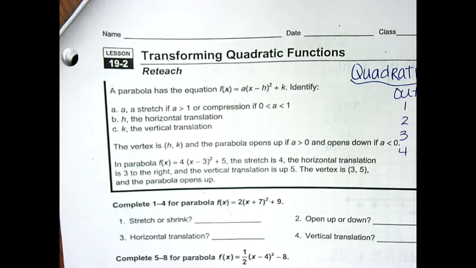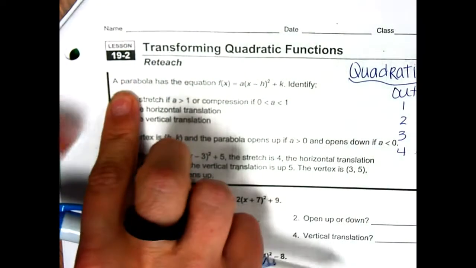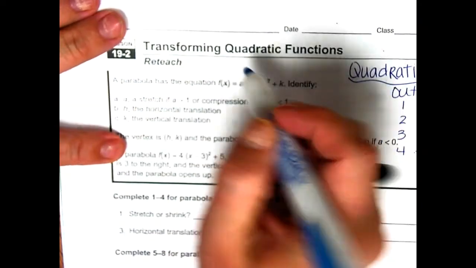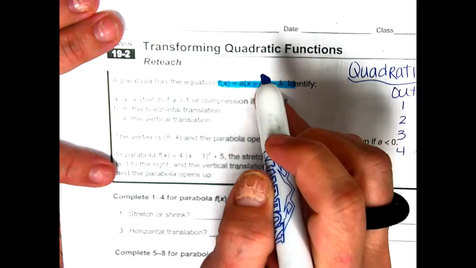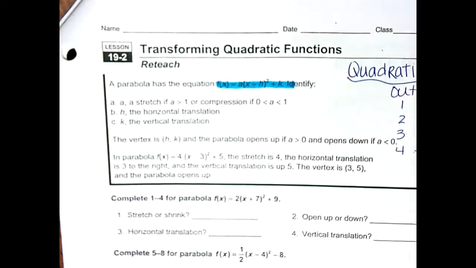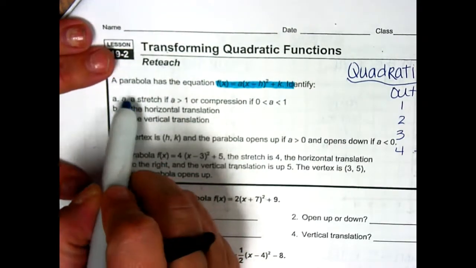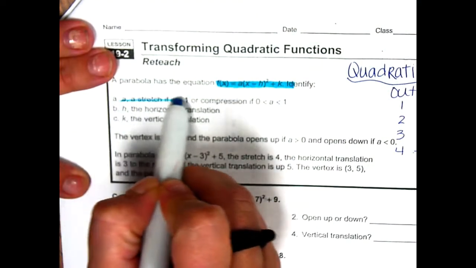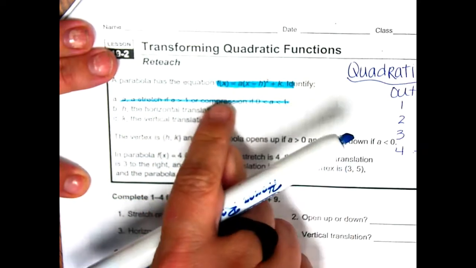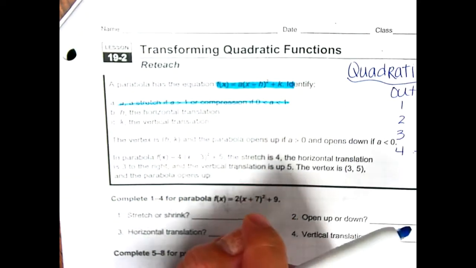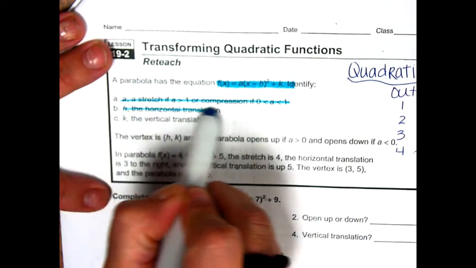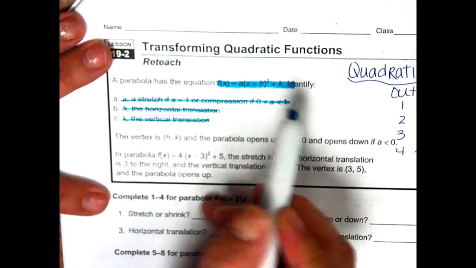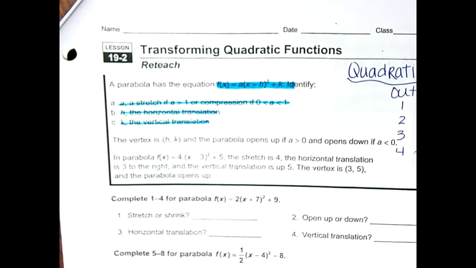When we transform quadratic equations, we start with a parabola that has the equation f of x equals a times (x minus h) squared plus k. These are the same things that a, h, and k have always meant to us. The a is a stretch if it's greater than 1, or a compression or shrink if it's between 0 and 1. H is the horizontal translation, K is the vertical translation.